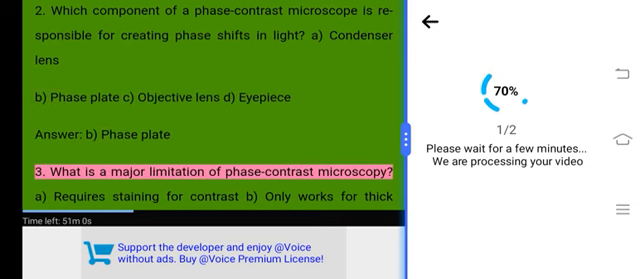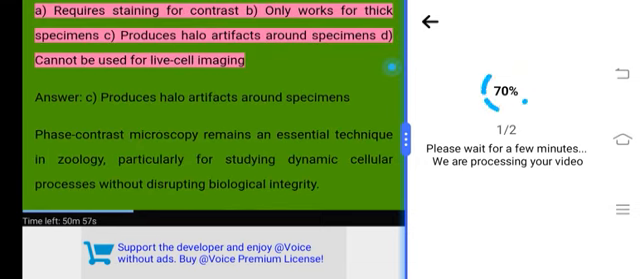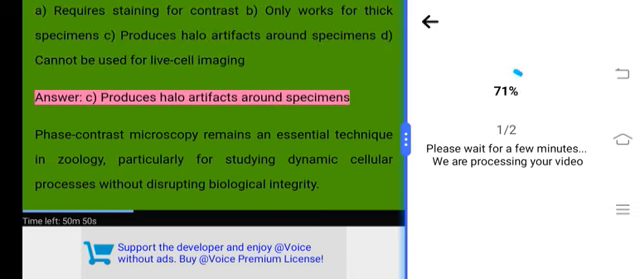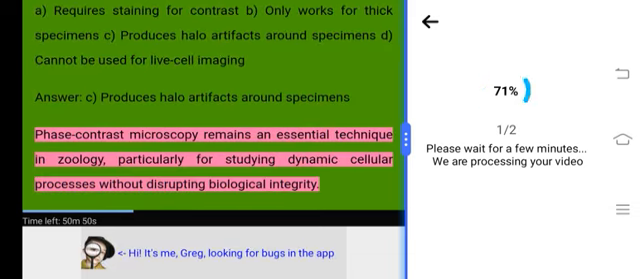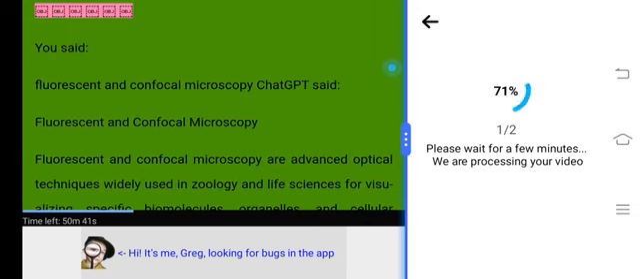3. What is a major limitation of phase contrast microscopy? A. Requires staining for contrast. B. Only works for thick specimens. C. Produces halo artifacts around specimens. D. Cannot be used for live cell imaging. Answer. C. Produces halo artifacts around specimens. Phase contrast microscopy remains an essential technique in zoology, particularly for studying dynamic cellular processes without disrupting biological integrity.